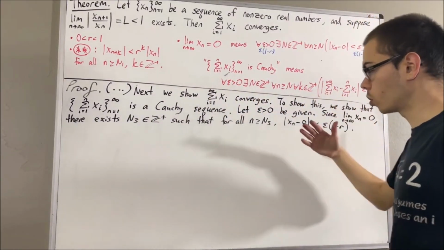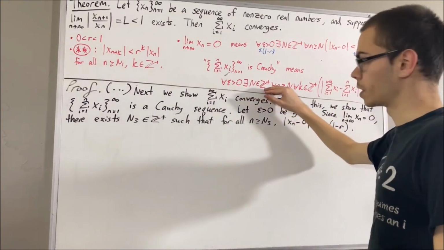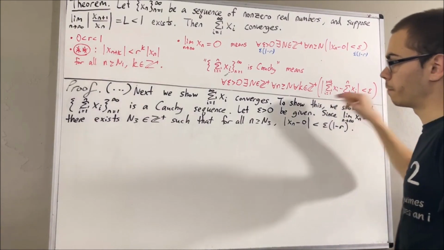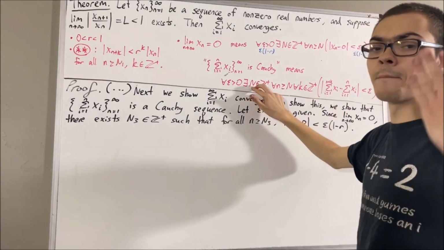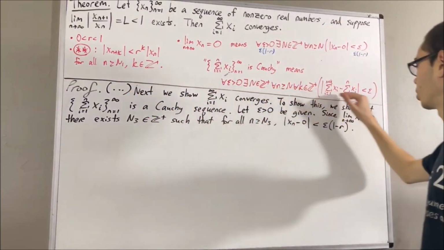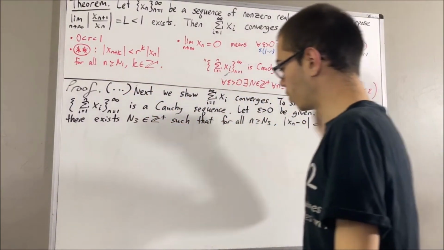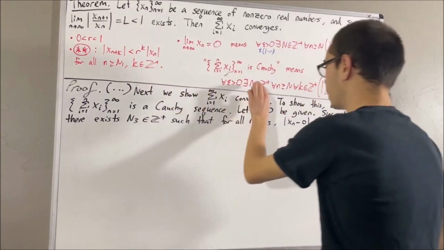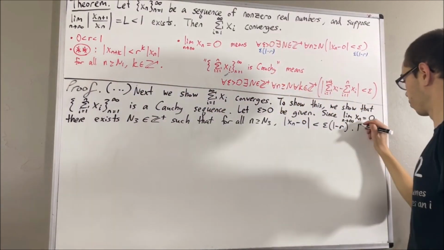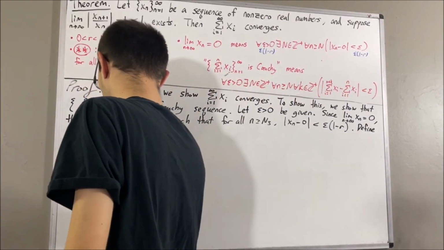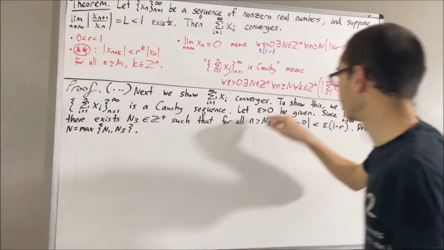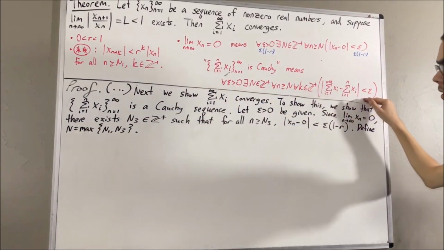Remember, the whole goal has been to find a positive integer such that this statement is true. Well, the claim is that if we take this positive integer to be the maximum of capital N1 and capital N3, then this statement will turn out true. So let's define capital N to be the maximum of capital N1 and capital N3. From here, we proceed to show, with this choice of capital N, that this statement is true.